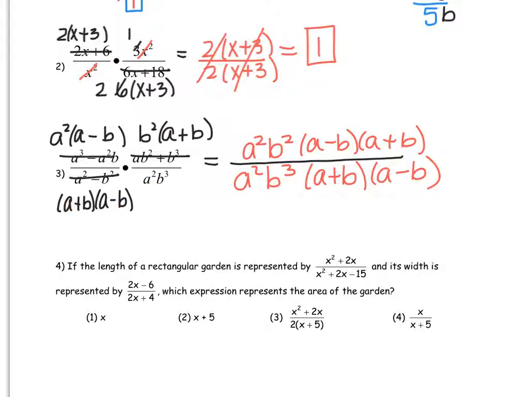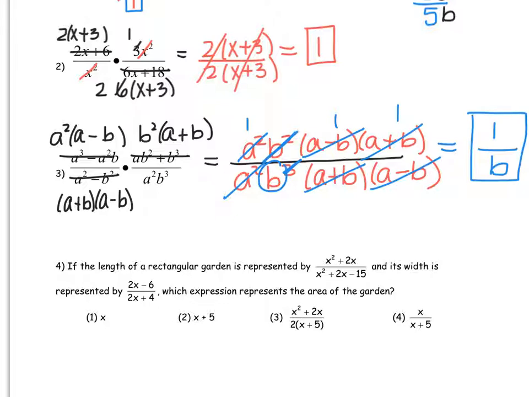So now I'm going to play the game of crossing everything out, or things that can be. So a minus b and a minus b cancel to 1. A plus b and a plus b cancel to 1. A squareds cancel to 1. And the b squared, I can cancel 2 of these with 2 of those. So I have 1 b left over, and that b is on the bottom. And the only thing left on top is 1. So that's the final answer there.